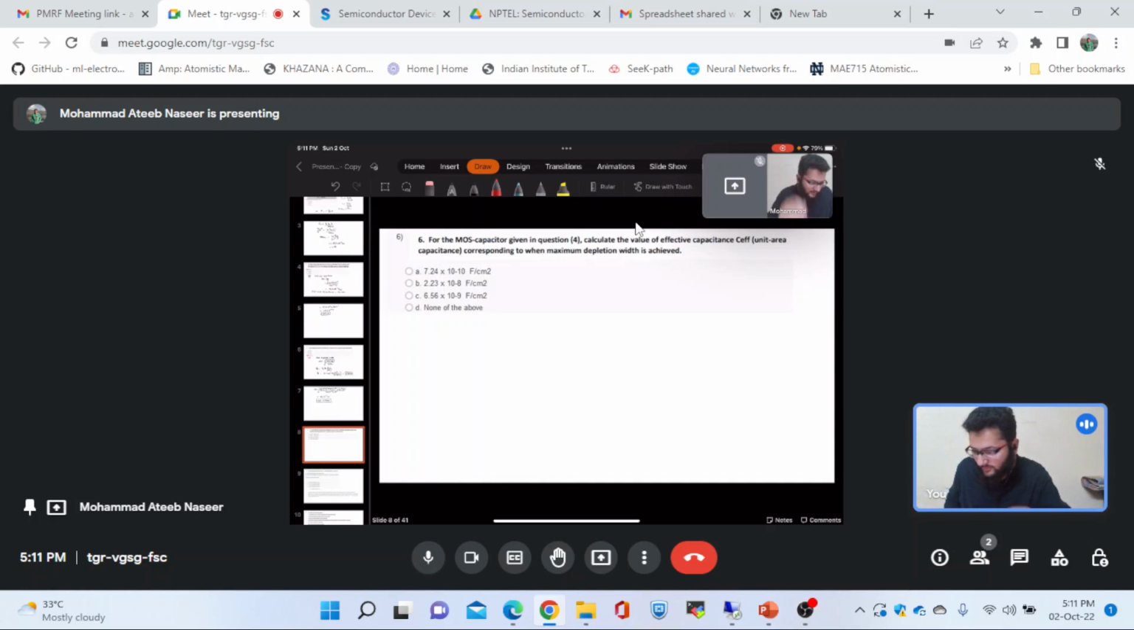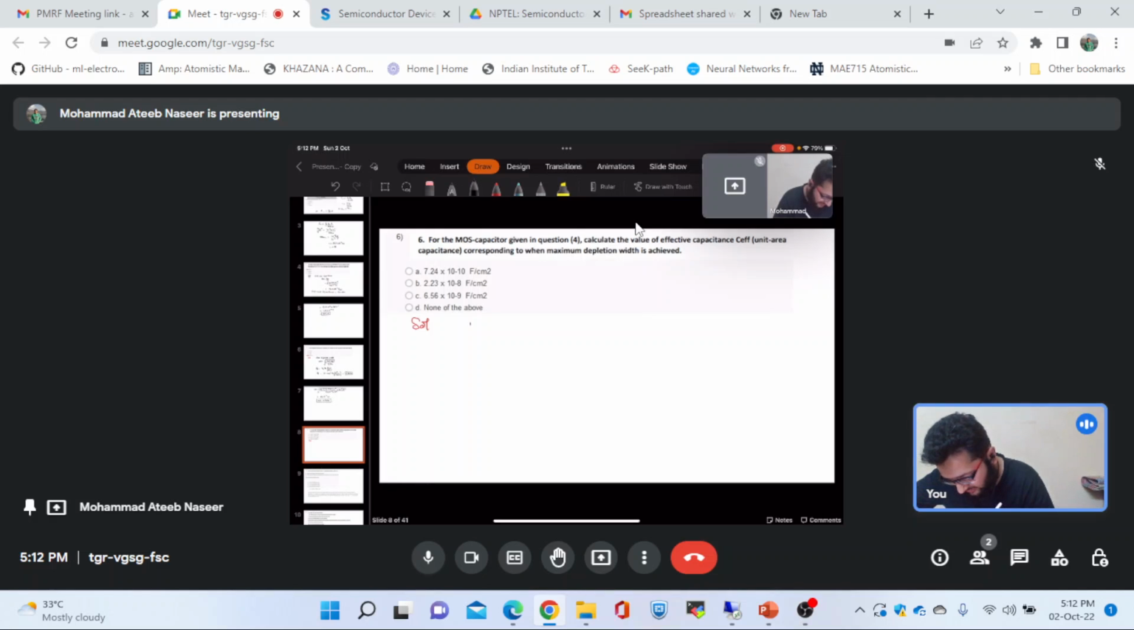Now there is the same problem associated with question number 4. It says that for the MOS capacitor given in question number 4, we have to calculate the value of effective capacitance. This time it's unit area capacitance, so it's per unit area. We don't have to take the area into consideration. Now it has been given that the maximum depletion width has been achieved. So at this condition, we will be having two series capacitances. One will be the semiconductor capacitance due to this depletion width, and the other will be the oxide capacitance. We will have the series effect.